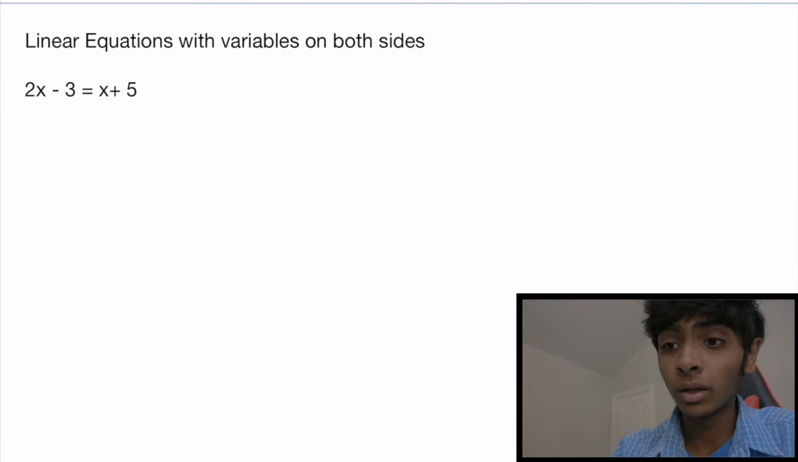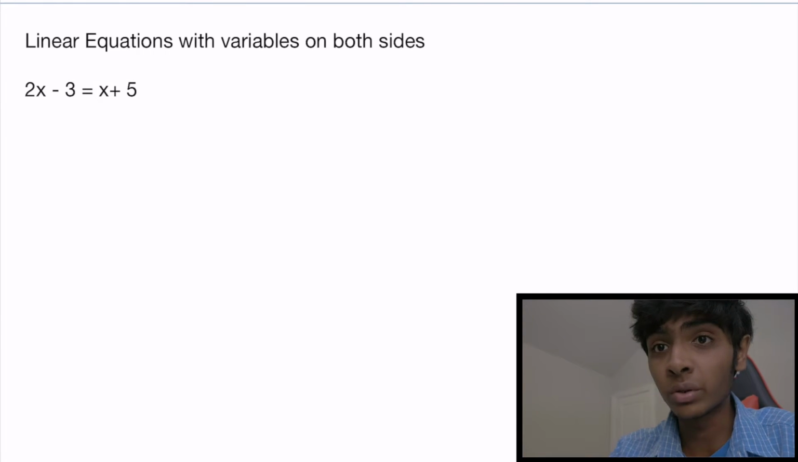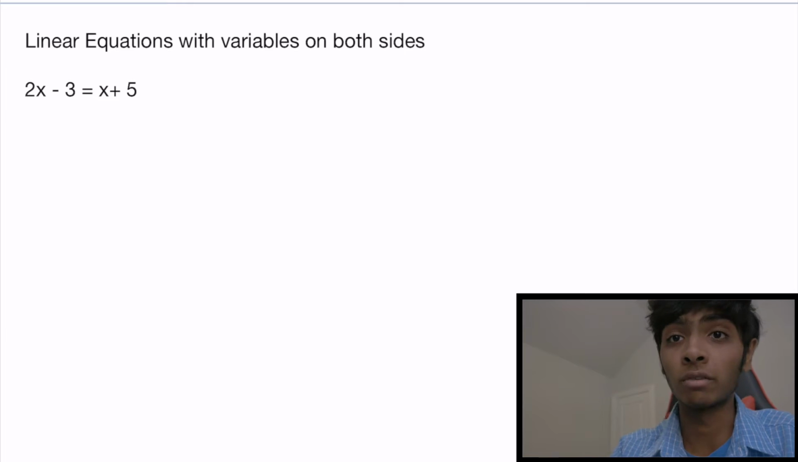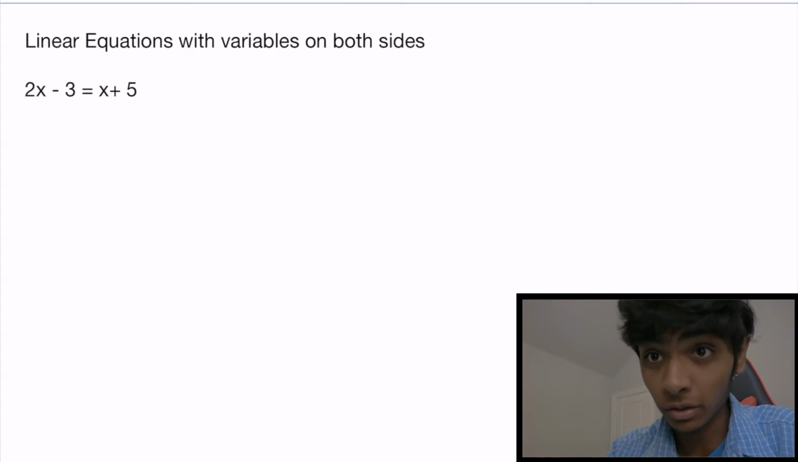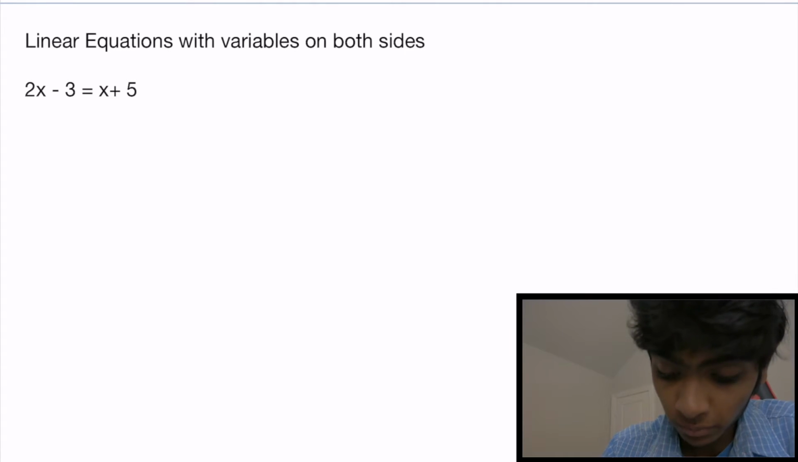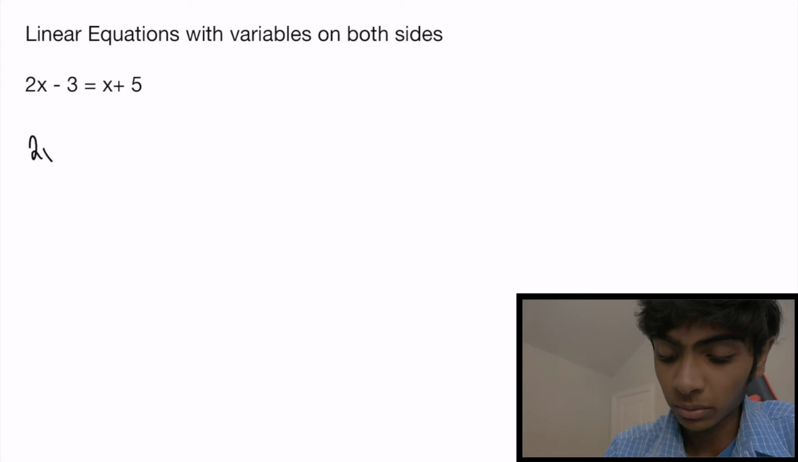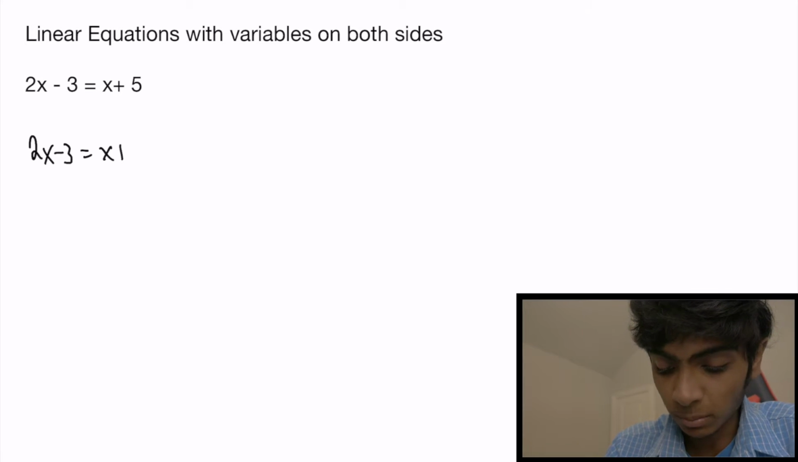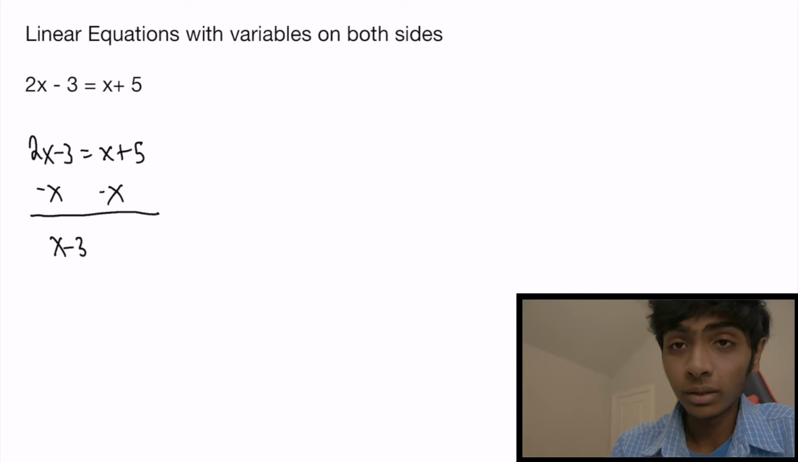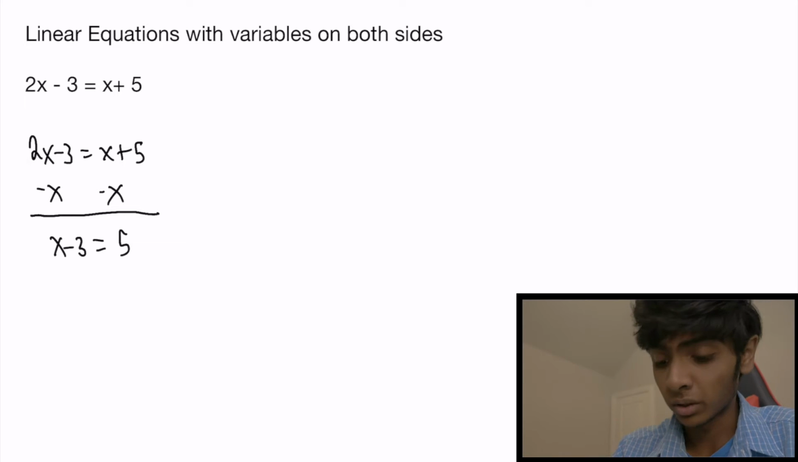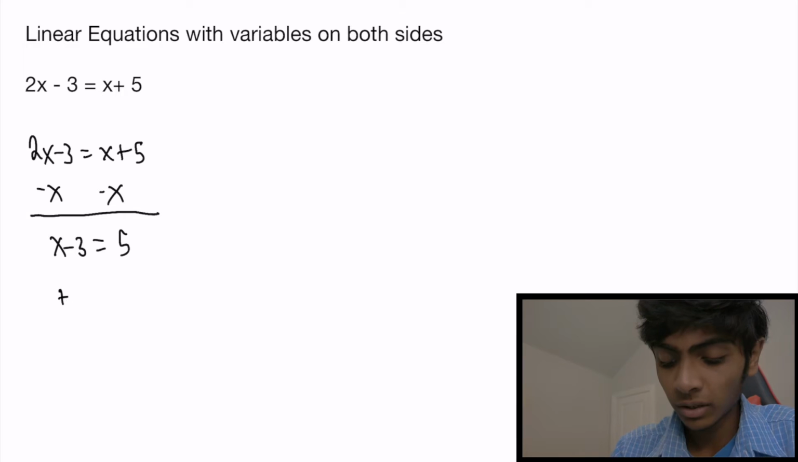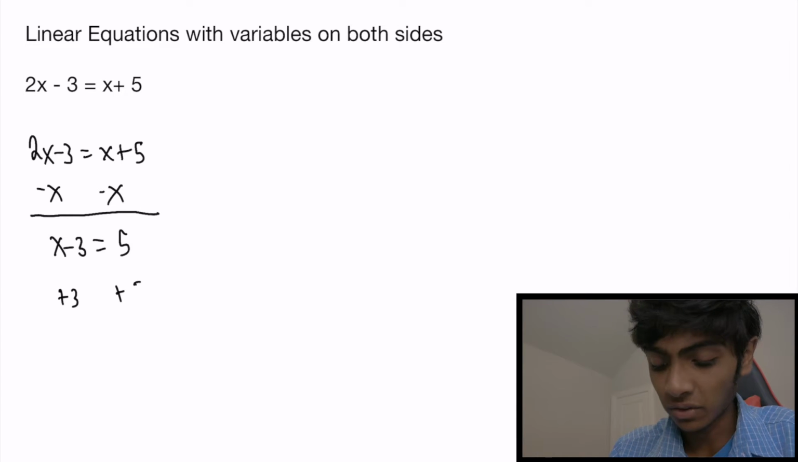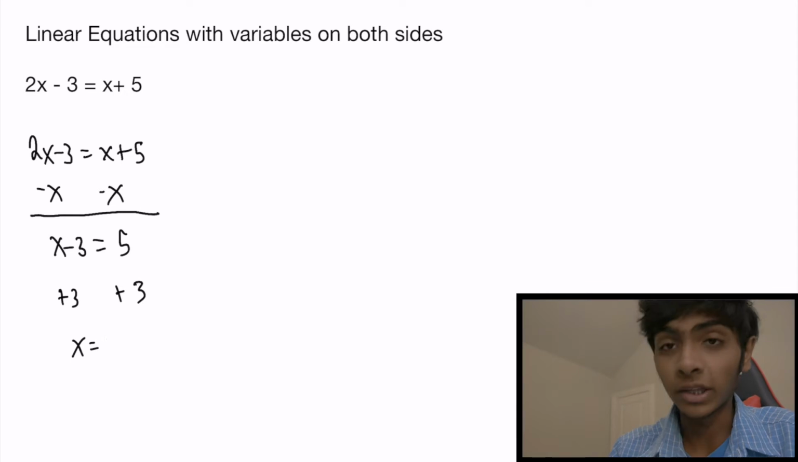To solve these kinds of questions, all we have to do is get all the x terms on one side of the equation. So I'll show you how to do that here. 2x minus 3 equals x plus 5. First, let's subtract the x's from both sides. So we're left with x minus 3 equals 5. And now this should be something that we're used to seeing. So now we just add the 3 on both sides to get x by itself, and we get x equals 8. And that's the final answer.